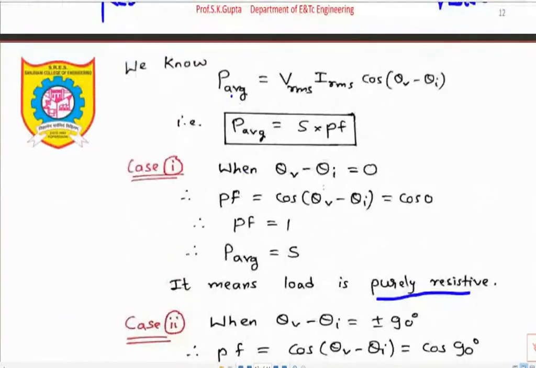Now we know that the average power formula is Vrms Irms cos of theta V minus theta I.